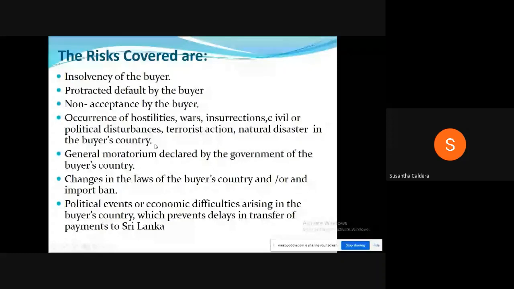Then changes in the laws of the buyer's country, and no import ban. If they implement the import ban all of a sudden, still the seller can get some sort of money. Two thirds you can get.